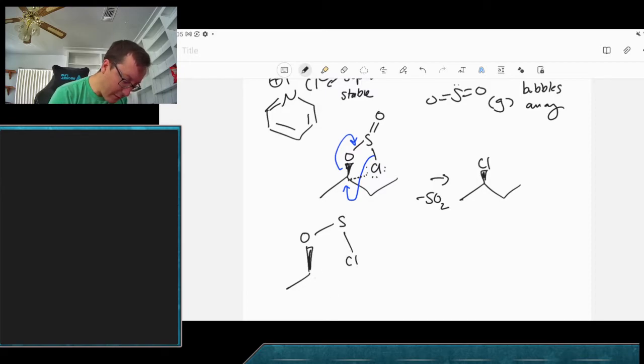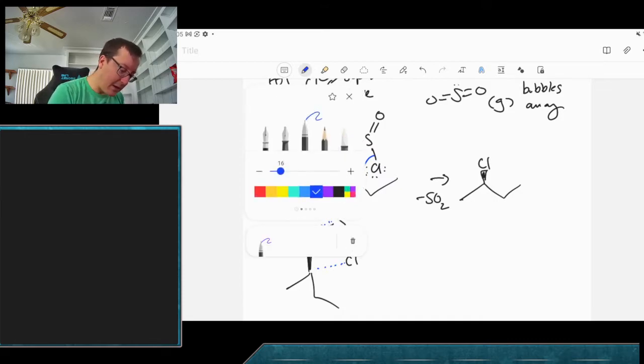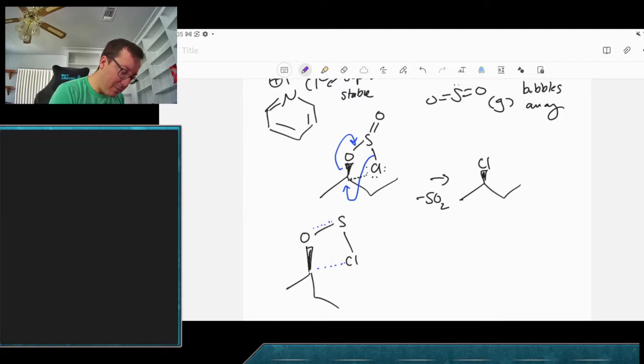I'm going to just draw this other stuff. We're going to see the bond beginning to form there and beginning to form there. And we're breaking these two bonds, forming the new one. So those dotted blue ones are forming, the purple ones are breaking, and as a result we end up with the retention of configuration by using thionyl chloride on an alcohol. So suffice it to say that with the help of the pyridine there, we're going to end up getting the retention of our configuration.